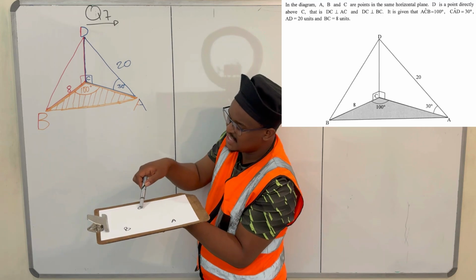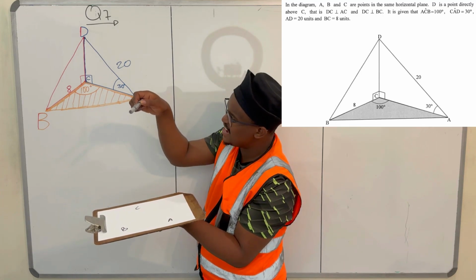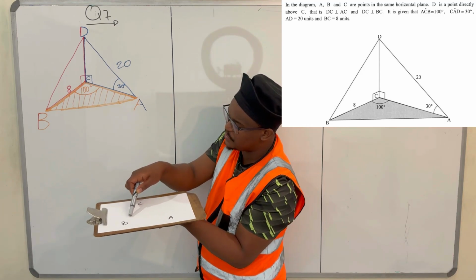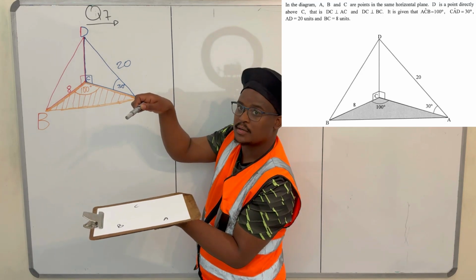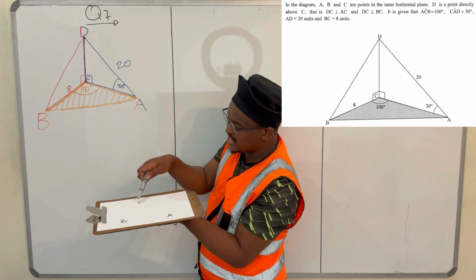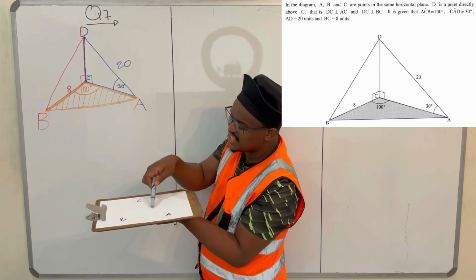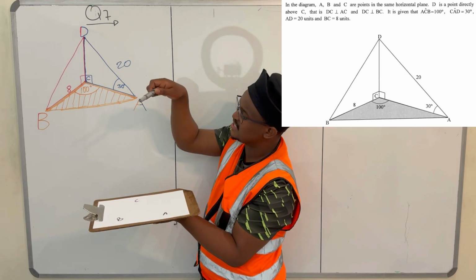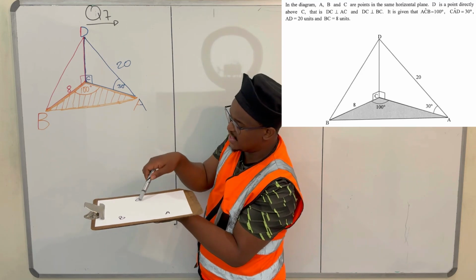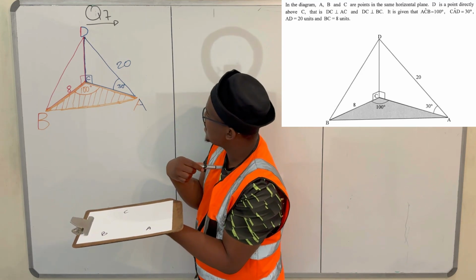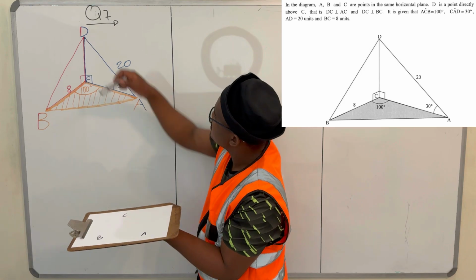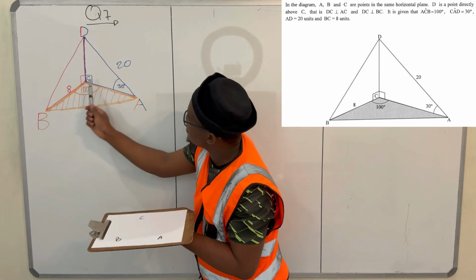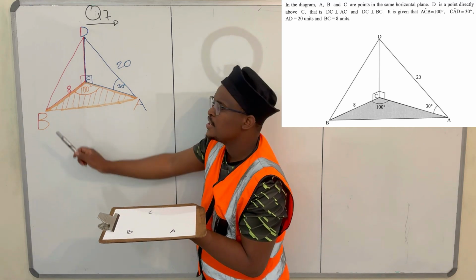So BC is perpendicular to CD; they form 90 degrees there. This line BC forms 90 degrees with this one. At the same time, this line DC forms 90 degrees with AC, because here's your AC and then there's DC, so there's 90 degrees where they meet at C. That's what they're telling you. And then they went on to say that AD is equal to 20 units, and this length BC is equal to 8 units.